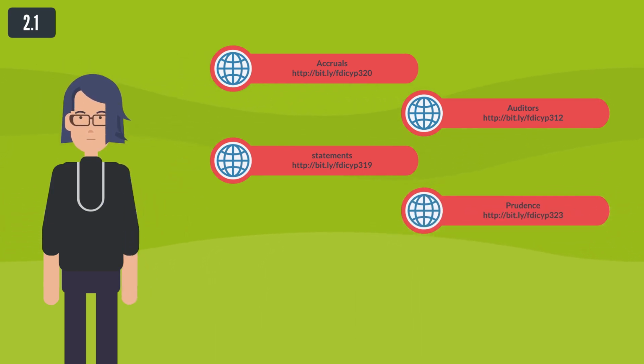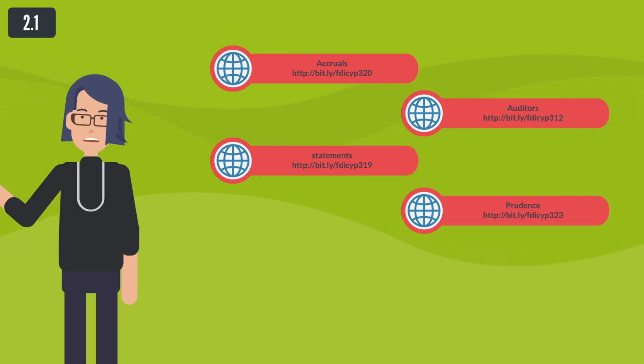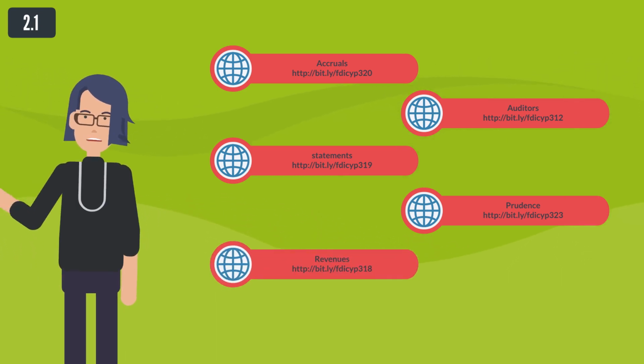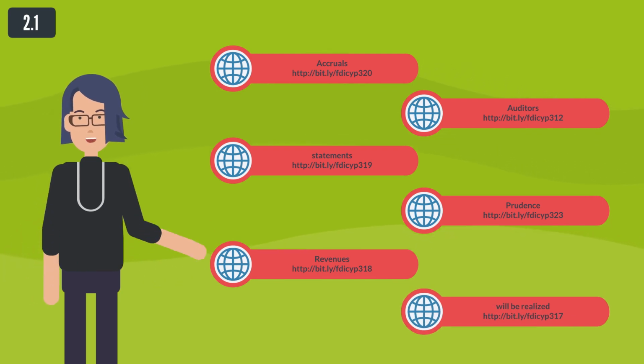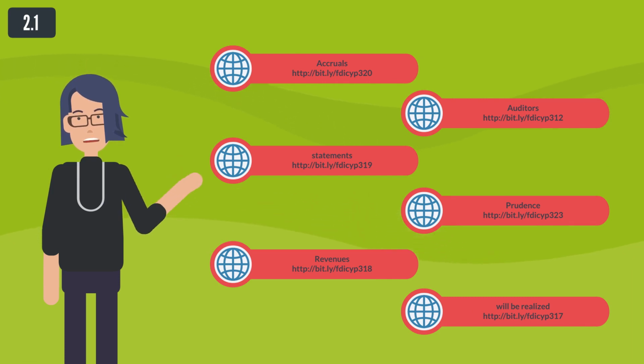Prudence concept. Revenues are only recognized when there is a reasonable certainty that they will be realized, whereas expenses are recognized sooner when there is a reasonable possibility that they will be incurred. This concept tends to result in more conservative financial statements.